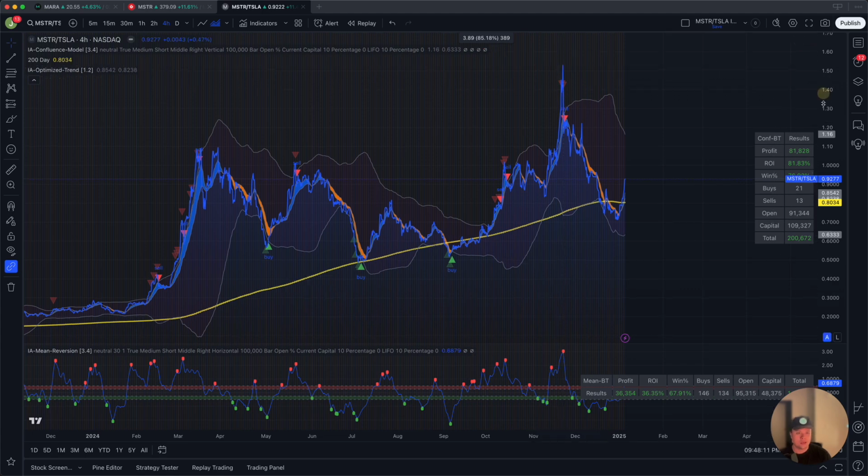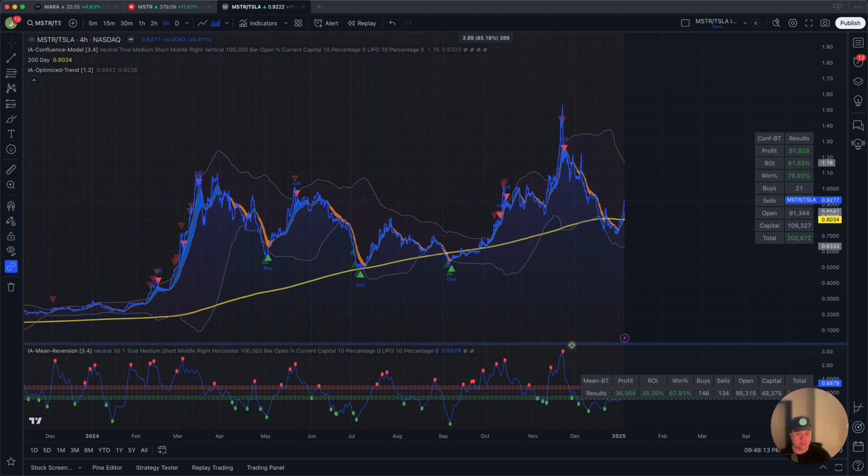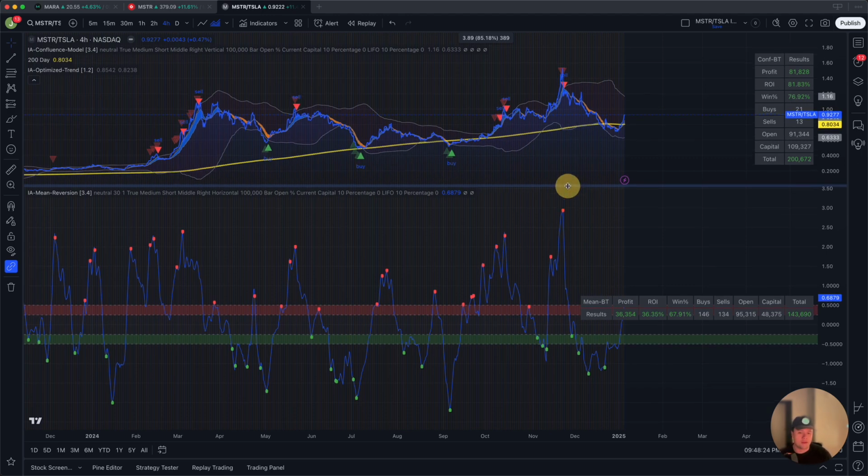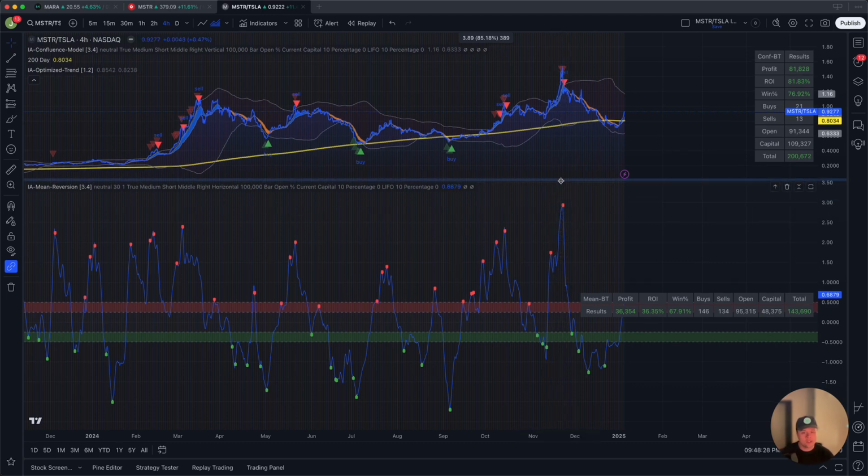So when you see crazy mean reversion spikes like this, that is when I start to even reach outside of my trading bag, of the swapping bag, and I start looking at, maybe if I'm over allocated to MicroStrategy, I'm going to start selling portions of that to buy Tesla, because this is a huge 3.0 mean reversion spike.